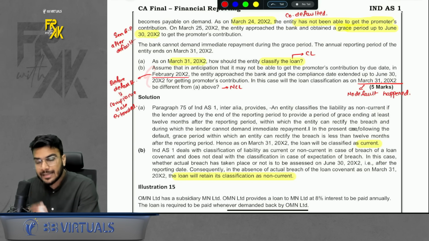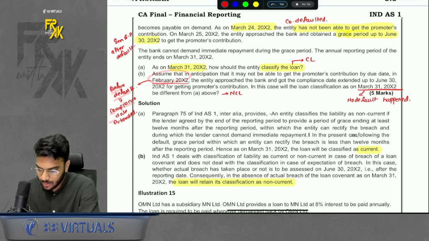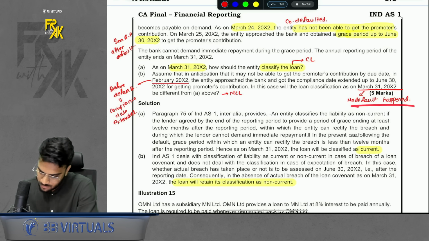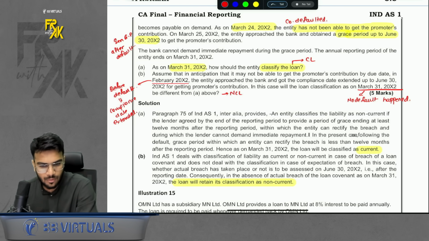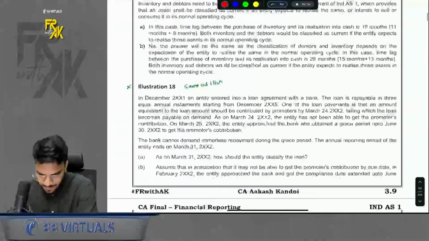Second case, let's say in anticipation of the default, before default only, they went and got the date extended. Now till year end, there is no default. So the loan will be non-current. Already discussed this. Okay.